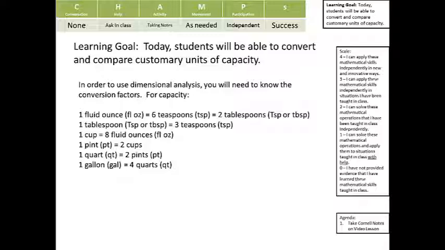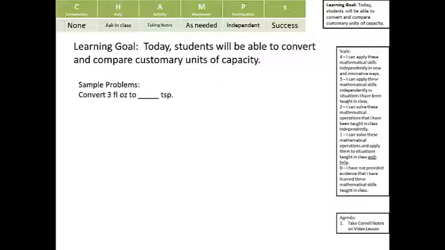In order to use our dimensional analysis, we need to know what our conversion factors are. And so I've included a list of the conversion factors. Please copy these down, keep them in your notebook, make sure that you have them available. After each of the names, I've included the abbreviations just in case you get confused as to what the problem's asking for if they're using abbreviations, and sometimes they do. So let's move on to our sample problems.